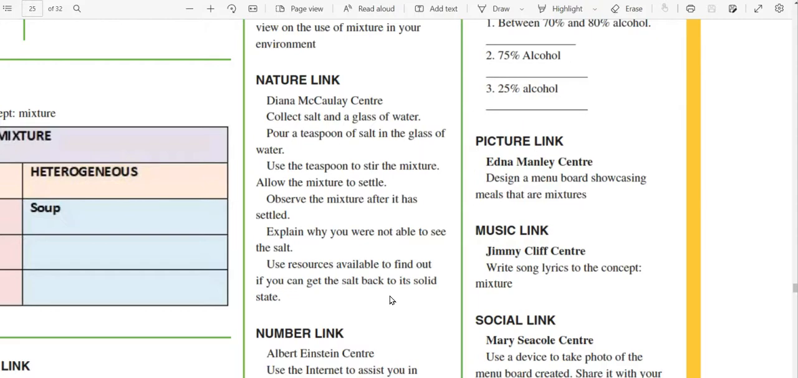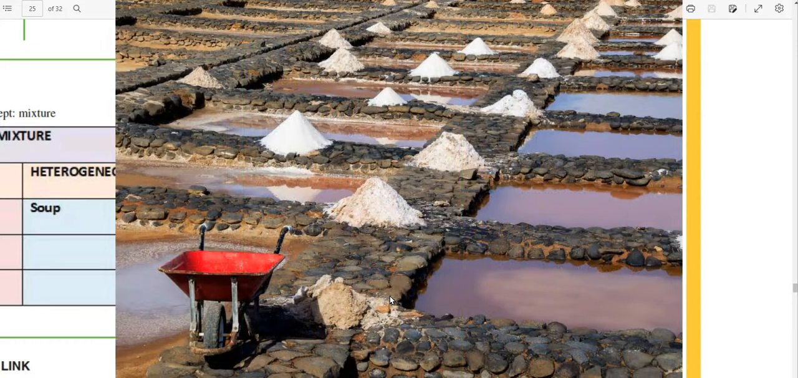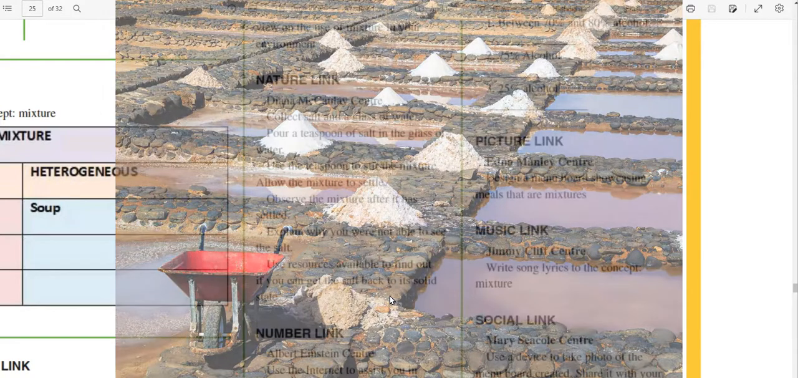In some countries, that is how they actually produce sea salt. So we have the seawater coming into salt lakes or ponds that are very close to the shore, and then they allow for evaporation to take place, and then what is left there will be the sea salt.